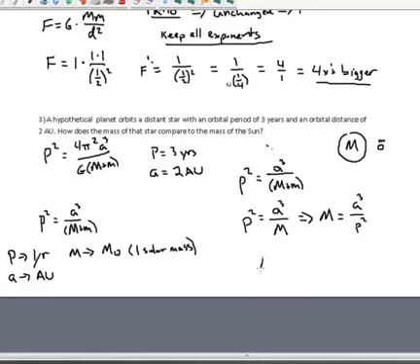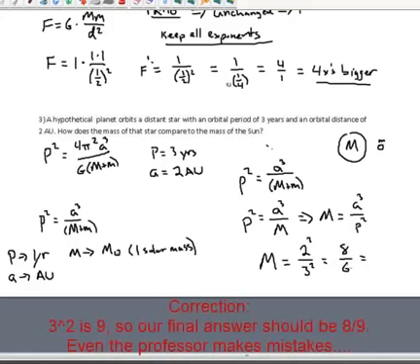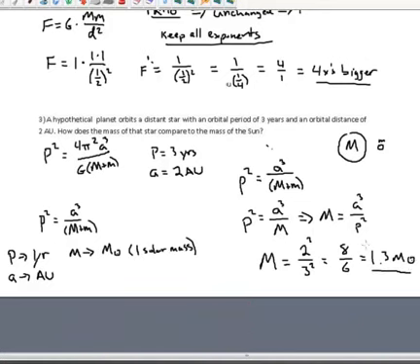So now let's do this. The mass then is going to be equal to A cubed, so this is 2 cubed, over P squared, so 3 squared. And 2 cubed is 8, and 3 squared is 9. So this solar mass, let's see here, would be 8 over 9. So it would be roughly 1.3 solar masses. So the question asks us to compare the mass to that of the sun. Well, it would be 1.3 times the mass of the sun.